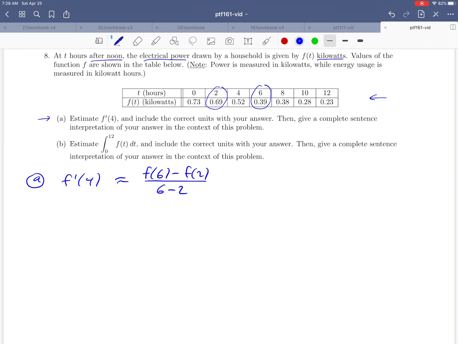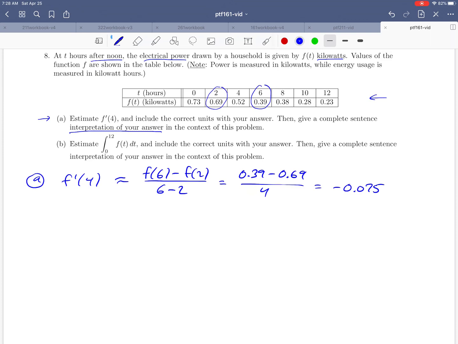All right, so let's see if we can do this calculation. So our table tells us that f of 6 is 0.39, f of 2 is 0.69, 6 minus 2 is 4, and if we do that calculation, we're going to get minus 0.075. But more importantly, they want us to give an interpretation of our answer in the context of this problem. What does that derivative mean in the context of this problem?